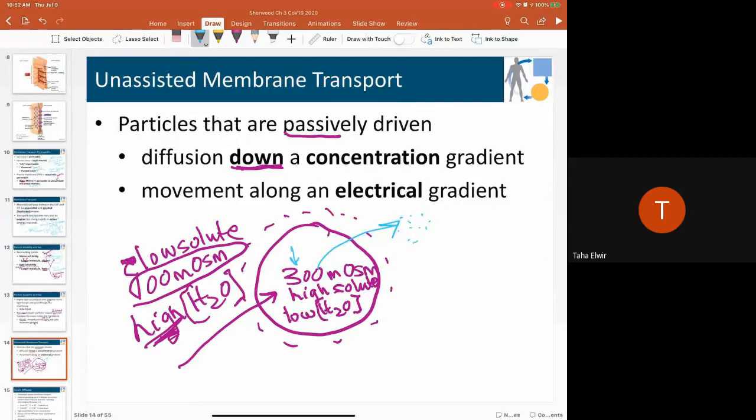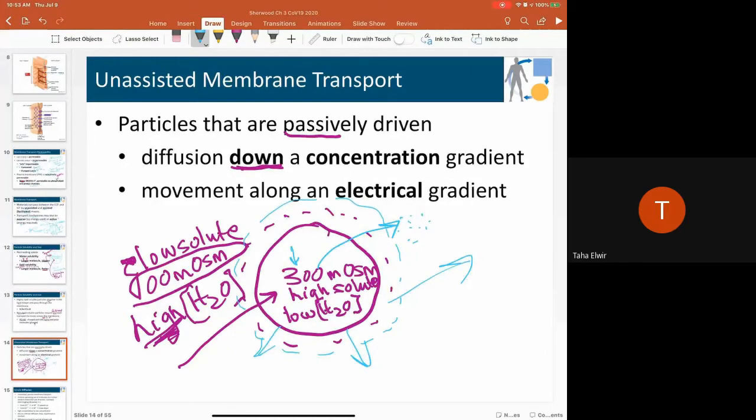But if the gradient is high enough for water, water moves in so fast before the cell can move solute out that the membrane continues to expand, and pretty soon the membrane ruptures and you've lost your cell. Okay, so that is moving down a concentration gradient.